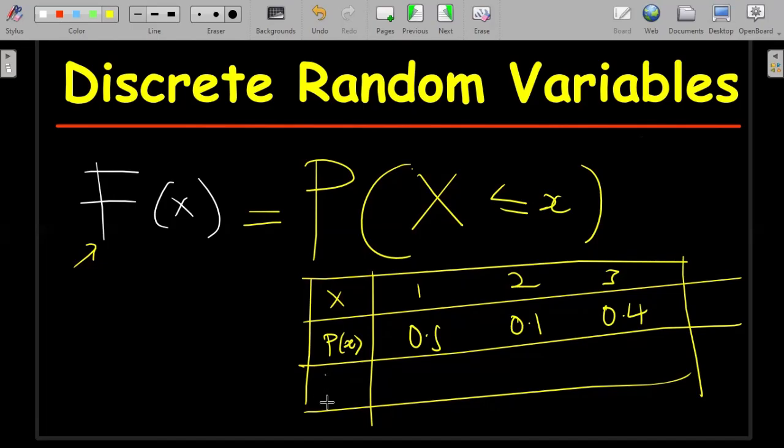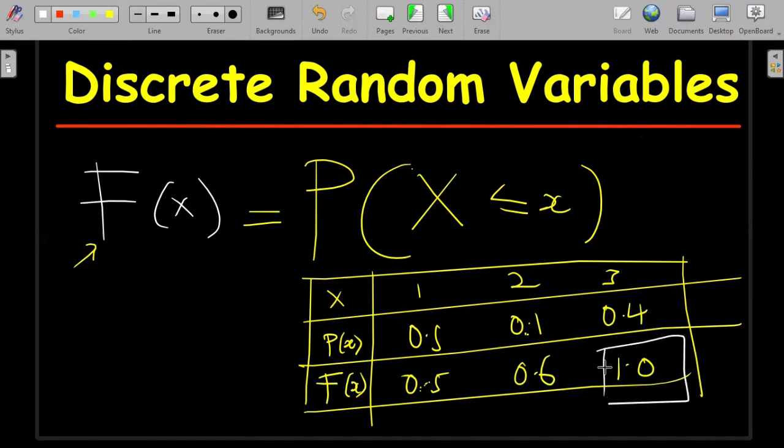Then the F of x here, which is the cumulative distribution function, or the cumulative probability, will be the probability that x takes on a certain value or less than that. For the first one, just get the same one, so we say this is 0.5. The next one, the cumulative distribution, will be 0.5 plus 0.1, so it will be 0.6. Then the next one is 0.6 plus 0.4, so the next one will be what? 1. This also tells us that the total cumulative probability should always be 1.